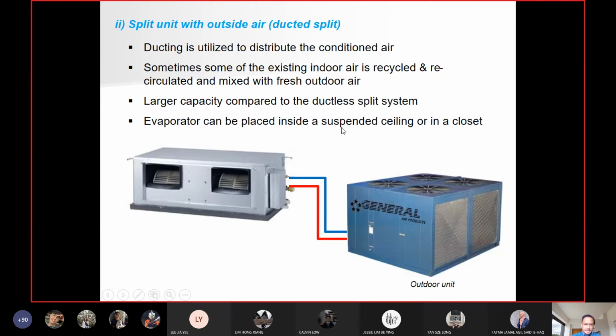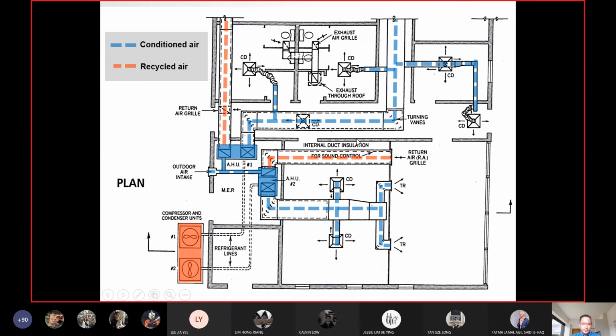So the evaporator can be placed inside a suspended ceiling or in a closet, depending on how you design it. If you put it under the ceiling, then you need to have a proper ceiling height. Okay, floor to floor height. That one you need to check if you're using this system. How short can your floor to floor height be if you want to use this system? Normally used for a small auditorium, things like that. Not normally used in a house.